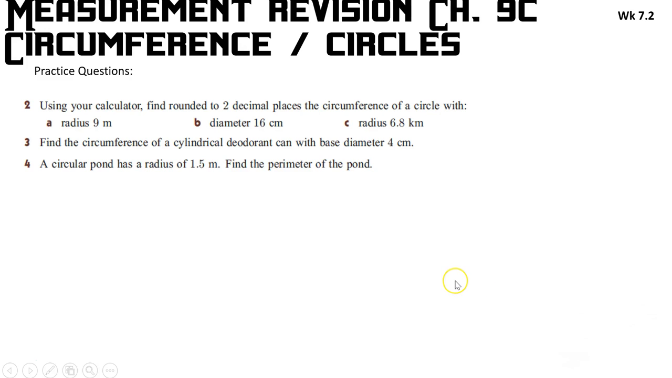Again, using the calculator for 2 decimal places, find the circumference of a circle with this radius, this diameter, and this radius, a cylindrical deodorant can, and a circular pond. And answers below.